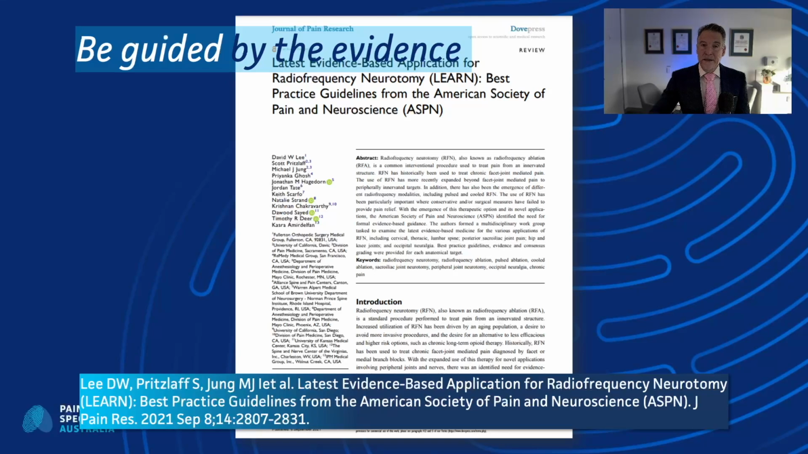Now, like anything in medicine, we need to be guided by evidence, we need to be guided by worldly expertise and current research and science out there. So there are guidelines out there that can help us to define the correct patient for this treatment, the correct techniques for this treatment, to limit side effects and maximize outcomes.